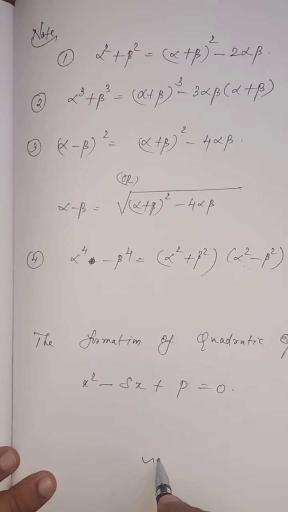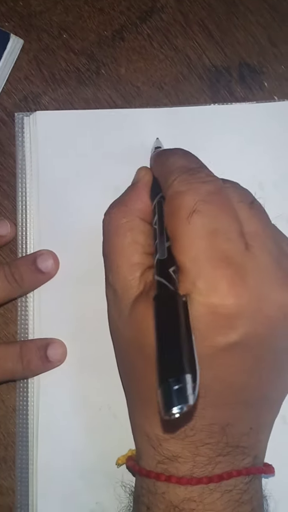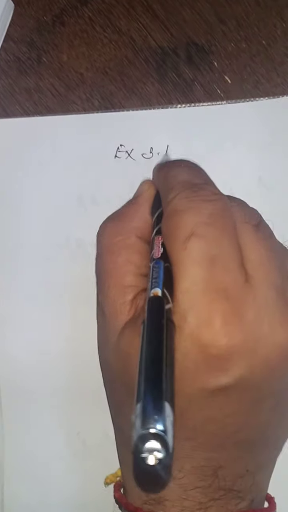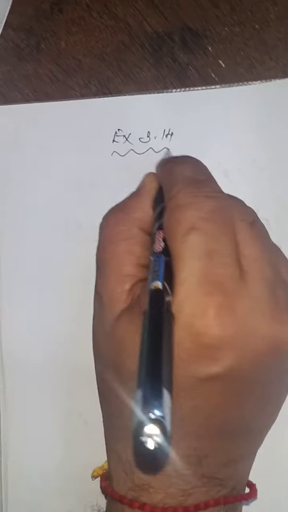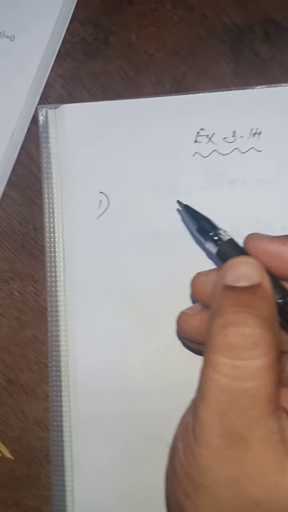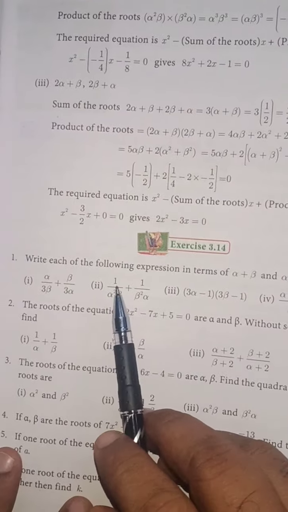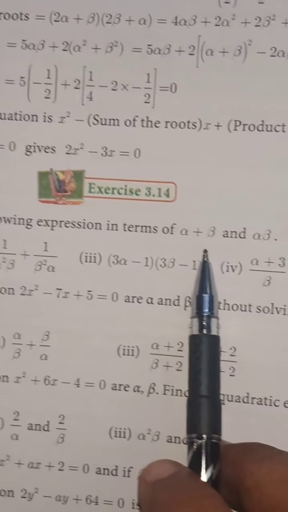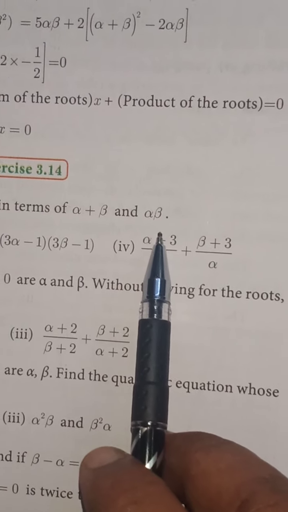Next we can get into that exercise, exercise 3.14. Problem number 1. Look at that. Write each of the following expression in terms of alpha plus beta and alpha beta.